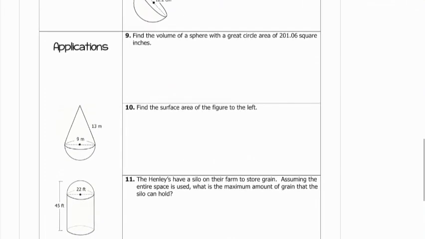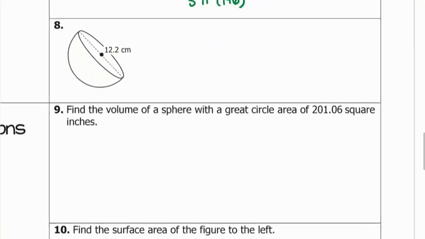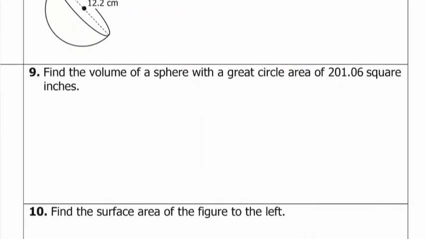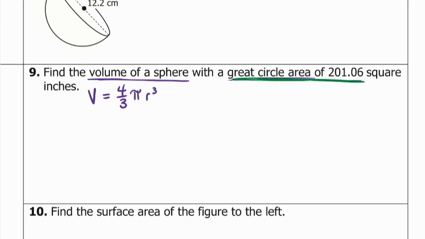Okay, a couple of applications down here. We'll do at least one of these together. So let's look at number 9. This one says I want to find the volume of a sphere with a great circle area of 201.06 square inches. To find volume, I need to do 4/3 pi r cubed, right? But in this problem, they're not giving me a radius. I don't know what the radius is. What they have given me is a great circle area of 201.06. Well, a great circle, remember, is just a circle. So the area of that great circle would just be pi r squared, just like our regular circles. And since I know that area, I can plug it in.